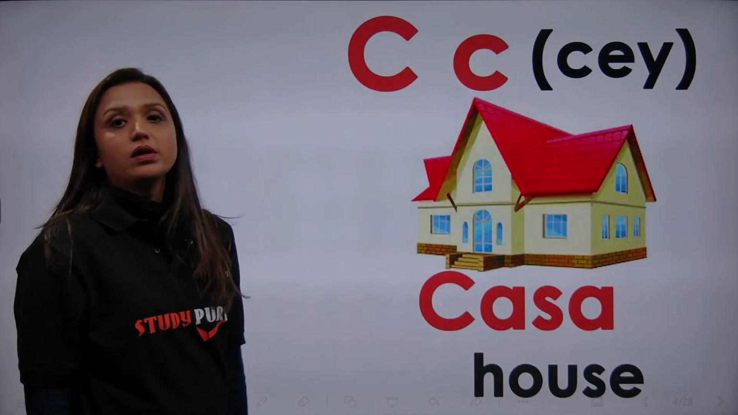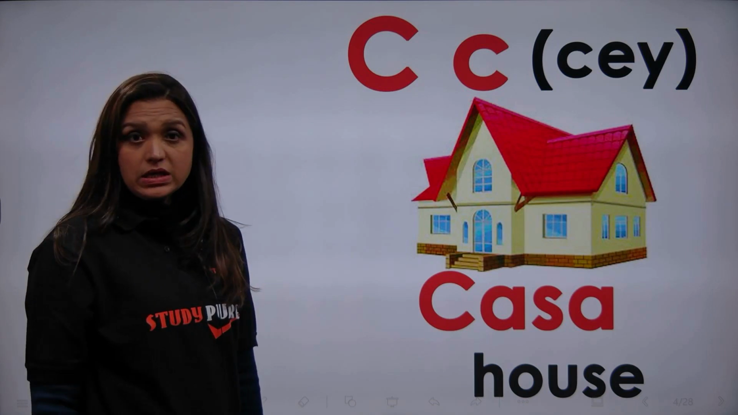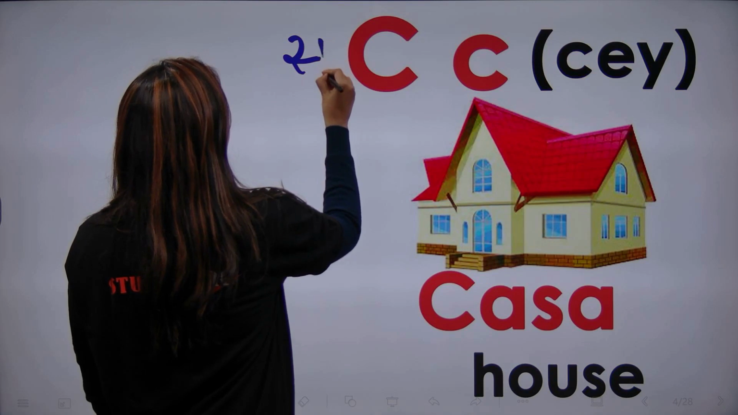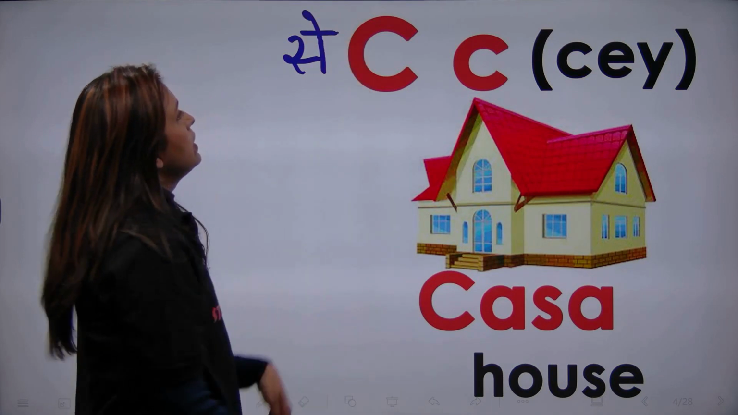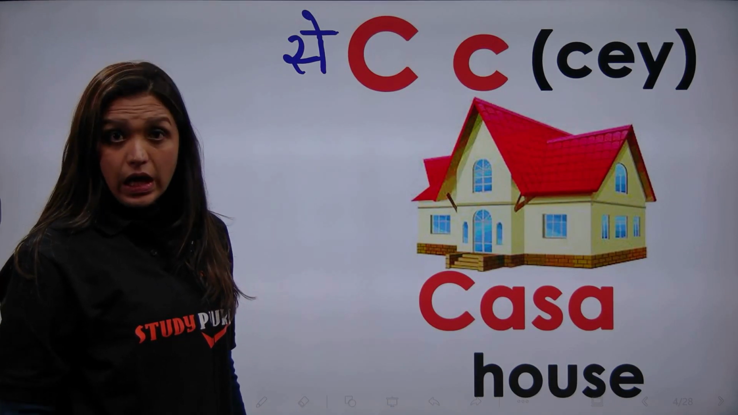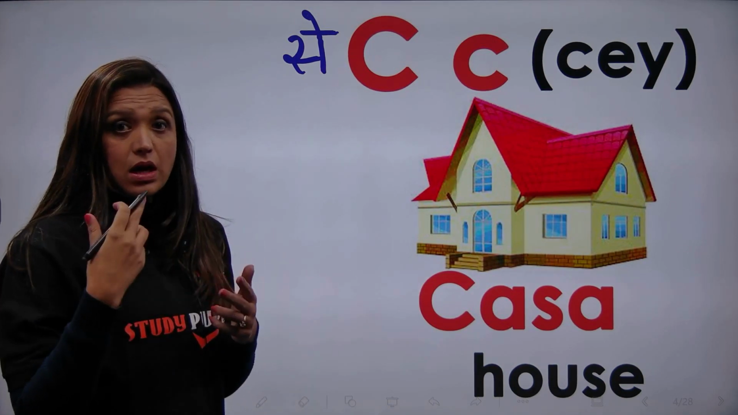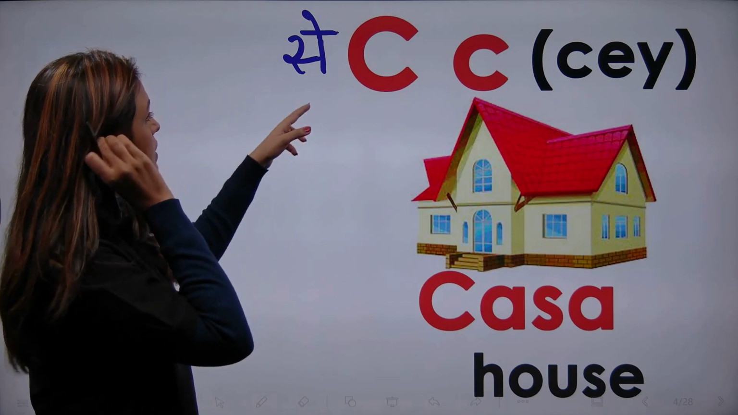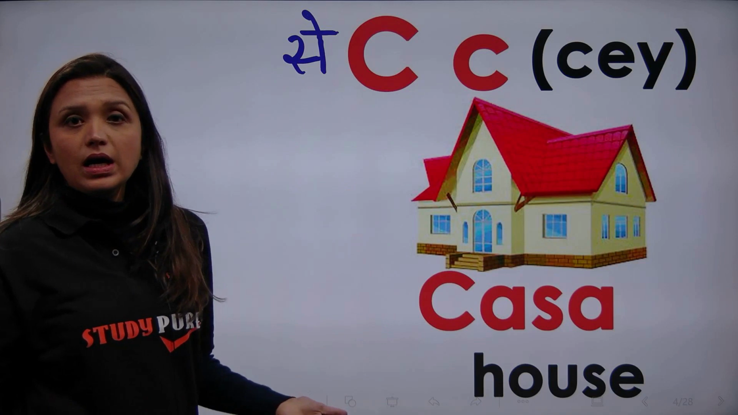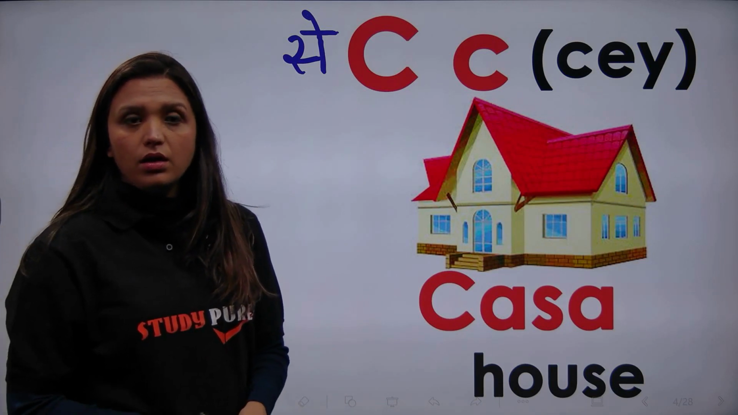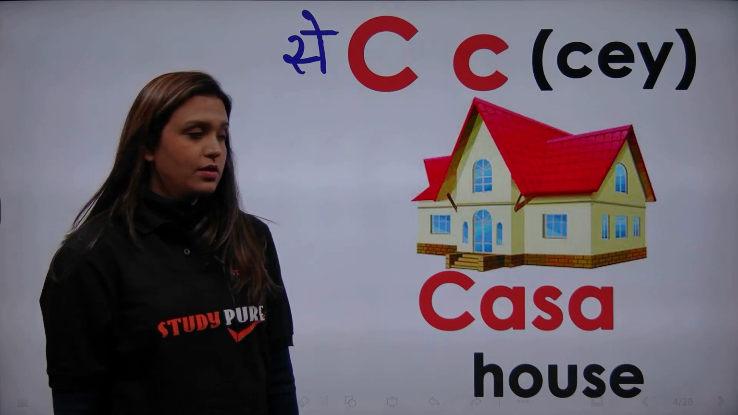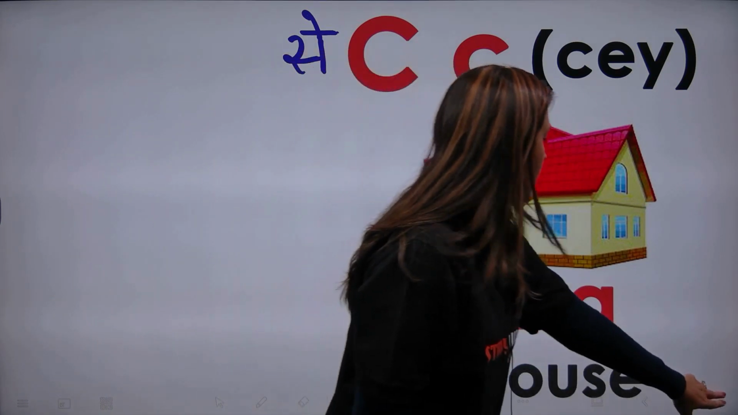Now we have C. C in Spanish is called se. Notice how I roll my tongue. That's the letter C in Spanish. C for casa. Casa is a house. You call it a casa. Okay. What do we have next?